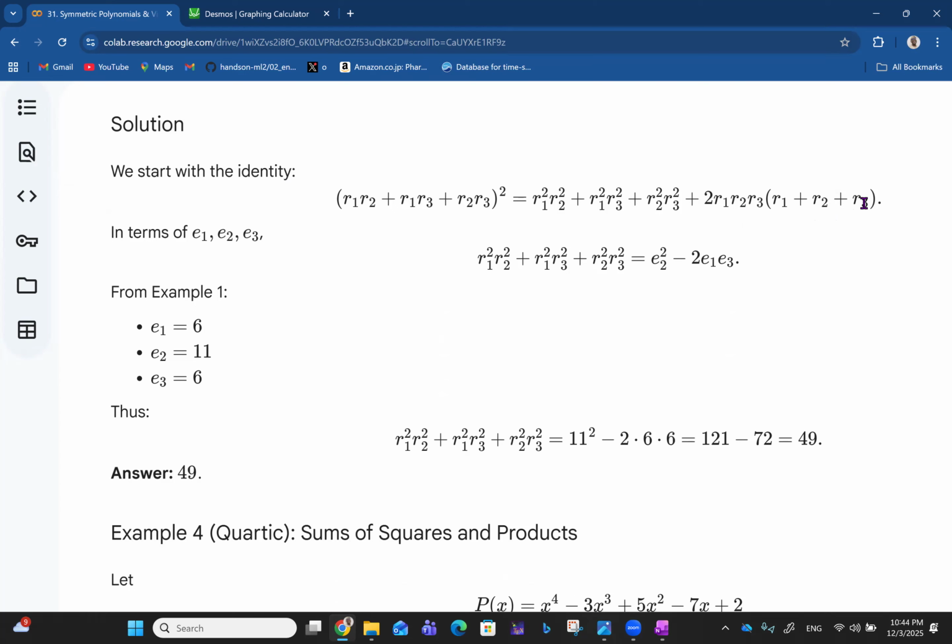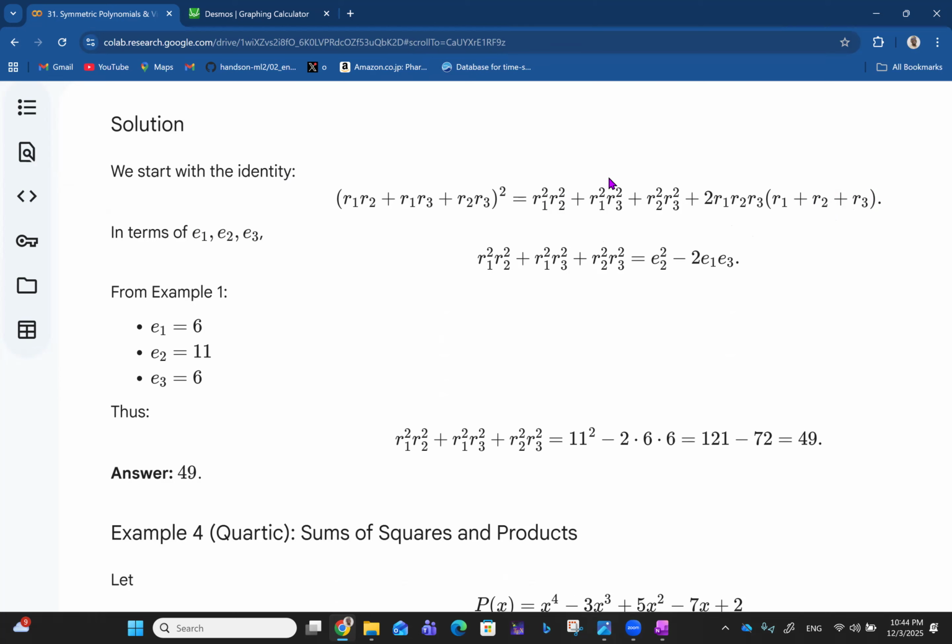You're going to have, for instance, R1 squared R2 R3. So this is common now, and from here, this is what you need. So you can say this one is equal to this whole thing squared minus 2 times all this, which is simply in terms of E1, E2, E3 now.